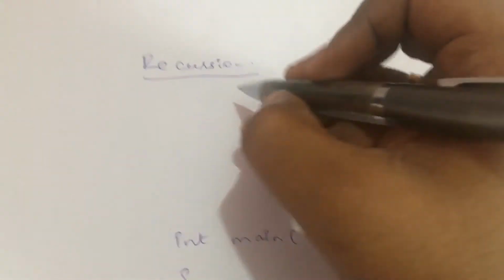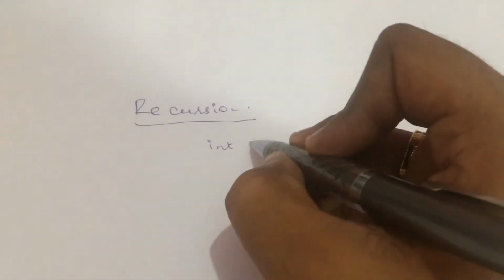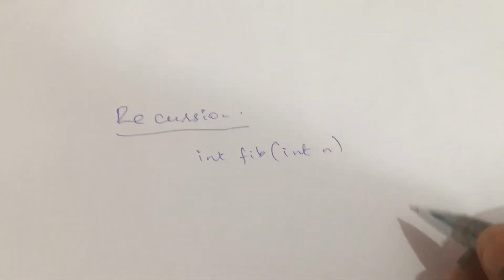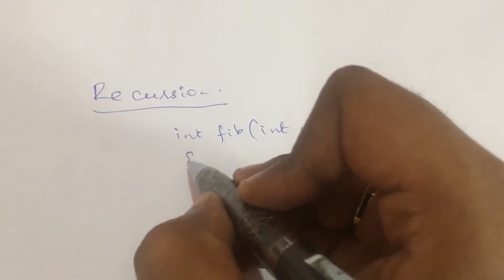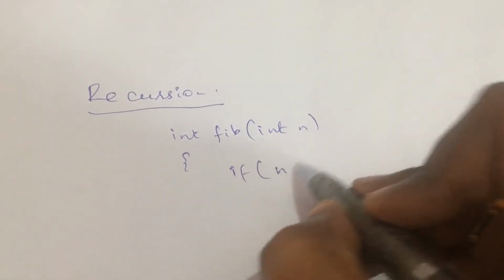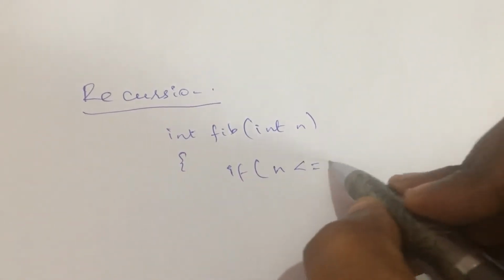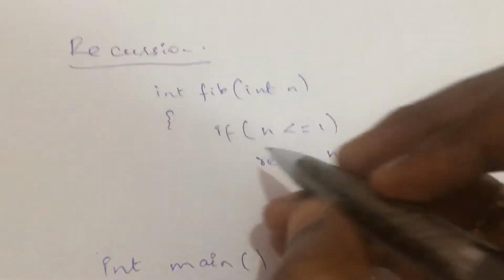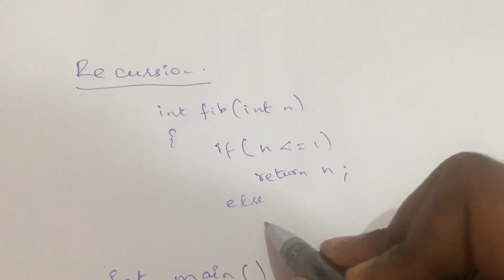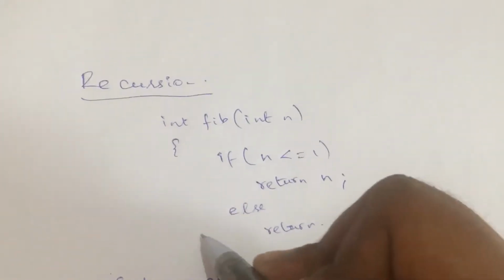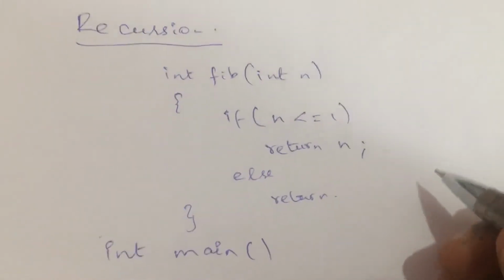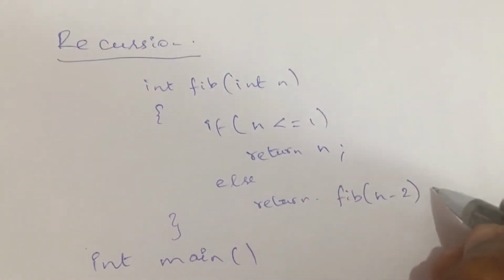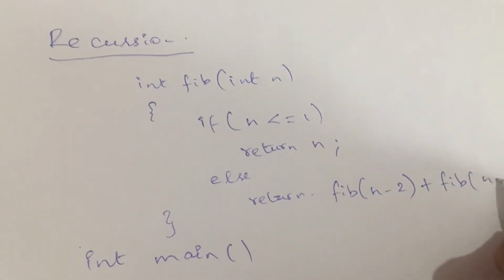When I start writing fib of n, it will look like int fib of int n, inside which you have to write something like: if n is less than or equal to 1, I have to return the n value itself. Else, if this condition is false, I'll go with the else part, and here I'll return fib of n minus 2 plus fib of n minus 1.